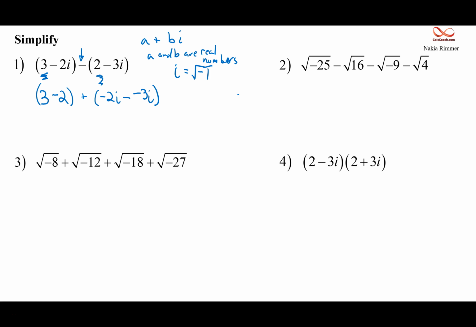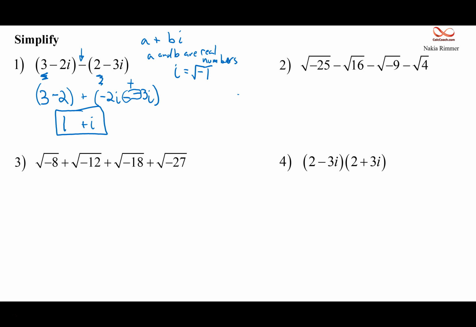Reals with reals, imaginary with imaginary, we put them both together and you have your new number. So 3 minus 2 is a 1. This double negative is a plus, but the integer arithmetic on the coefficients leads you to subtract because the signs are different. 3 take away 2 is 1. And so we get the result of 1 plus I for the first question.